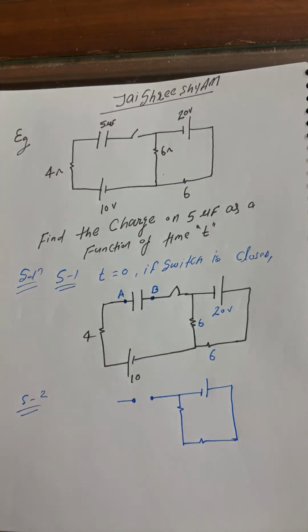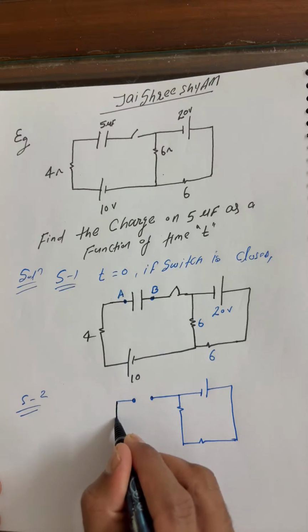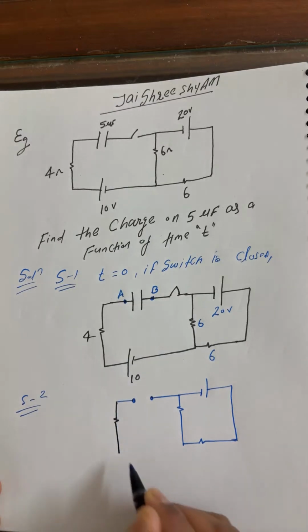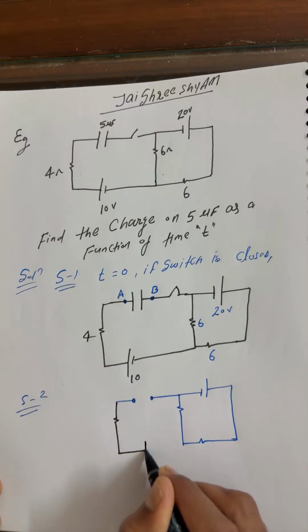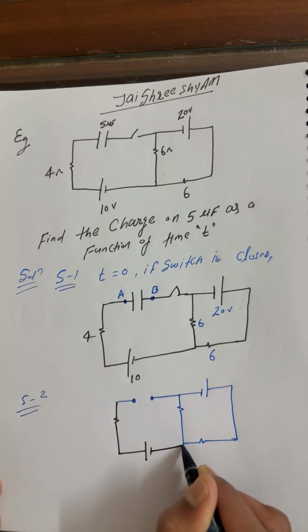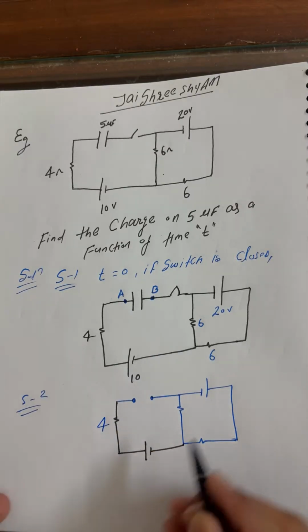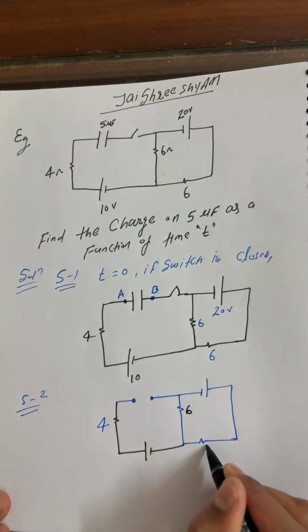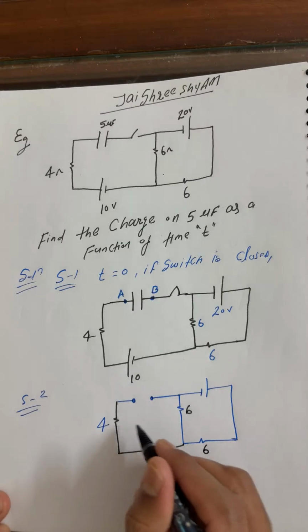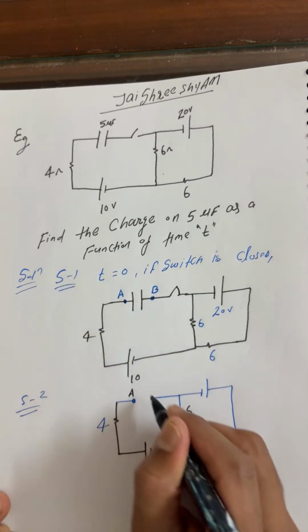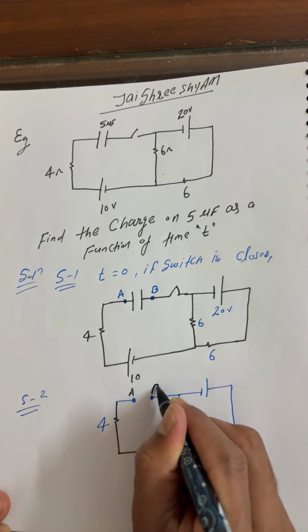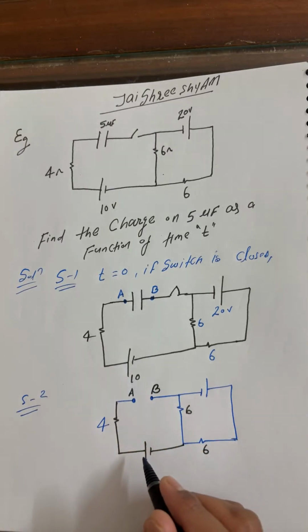So this is what, student? 4 ohm, and this is the potential, which is 10 volt. This is 4 ohm, student. This is 6, this is 6. So let us say, as I mentioned, this is point A and B. This is point A and B, right?